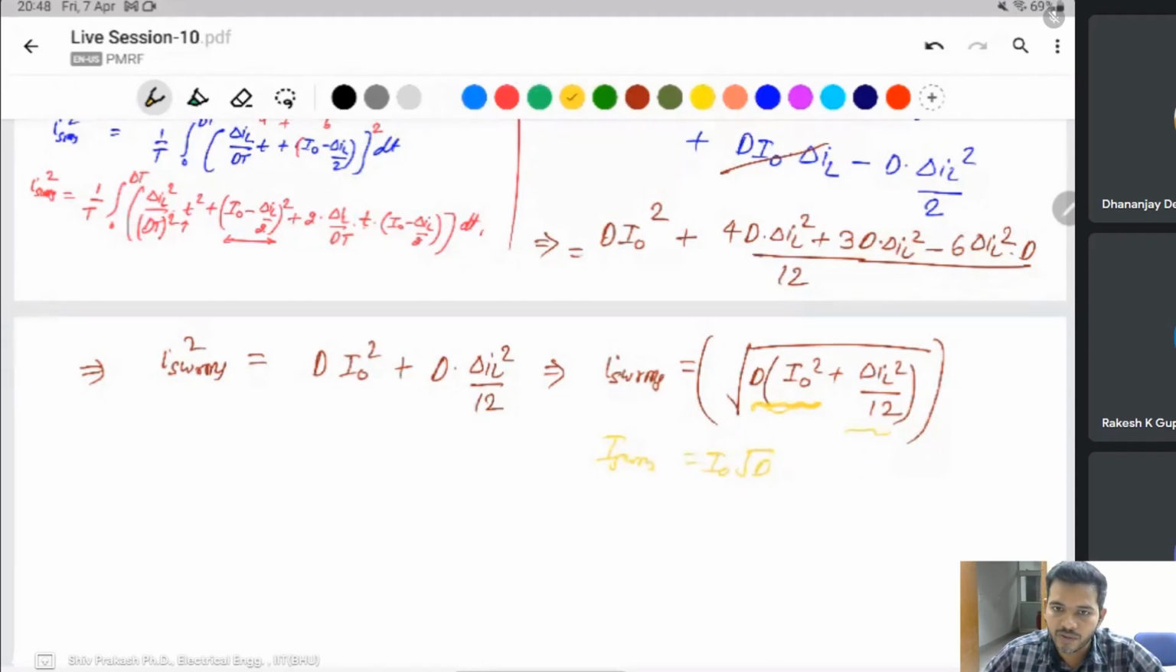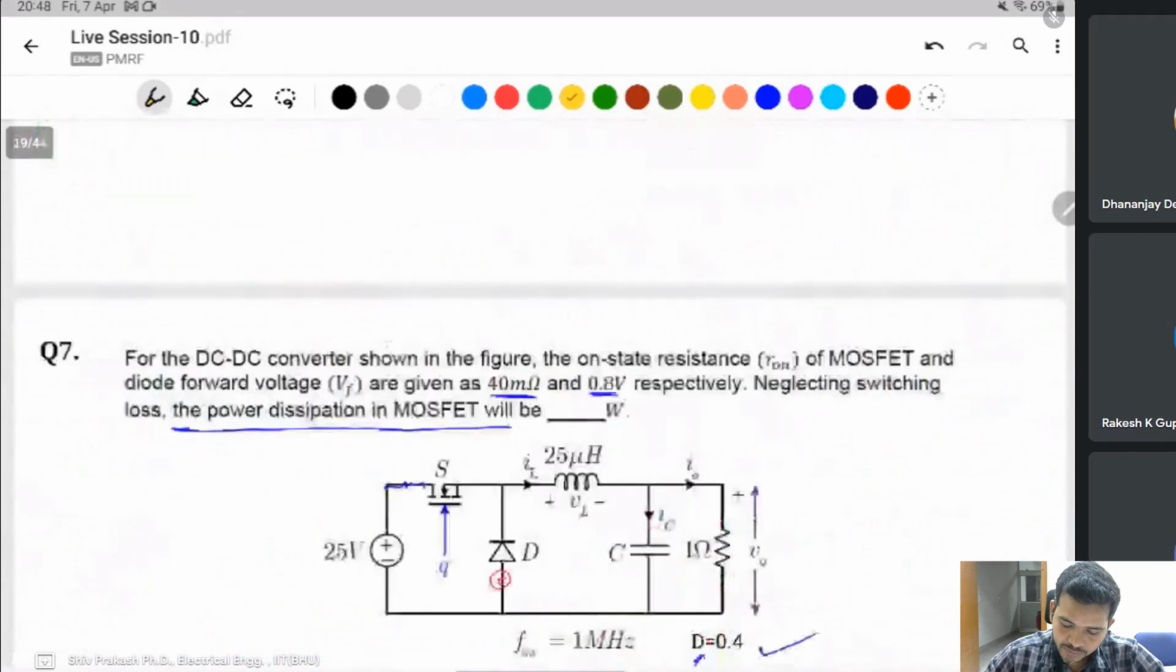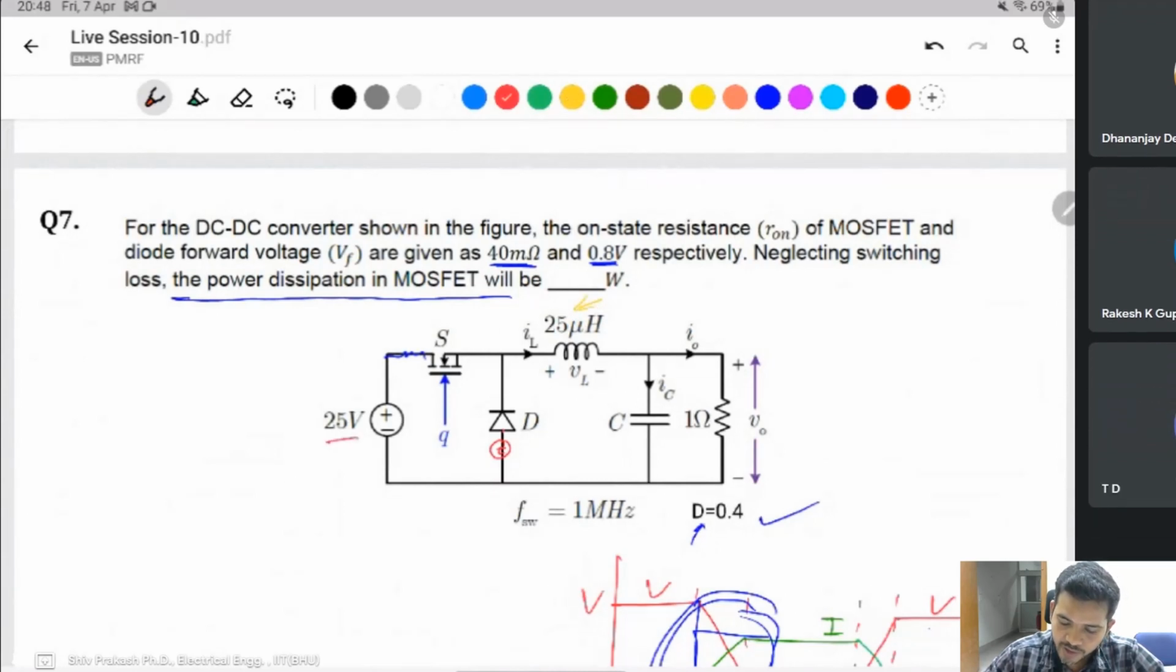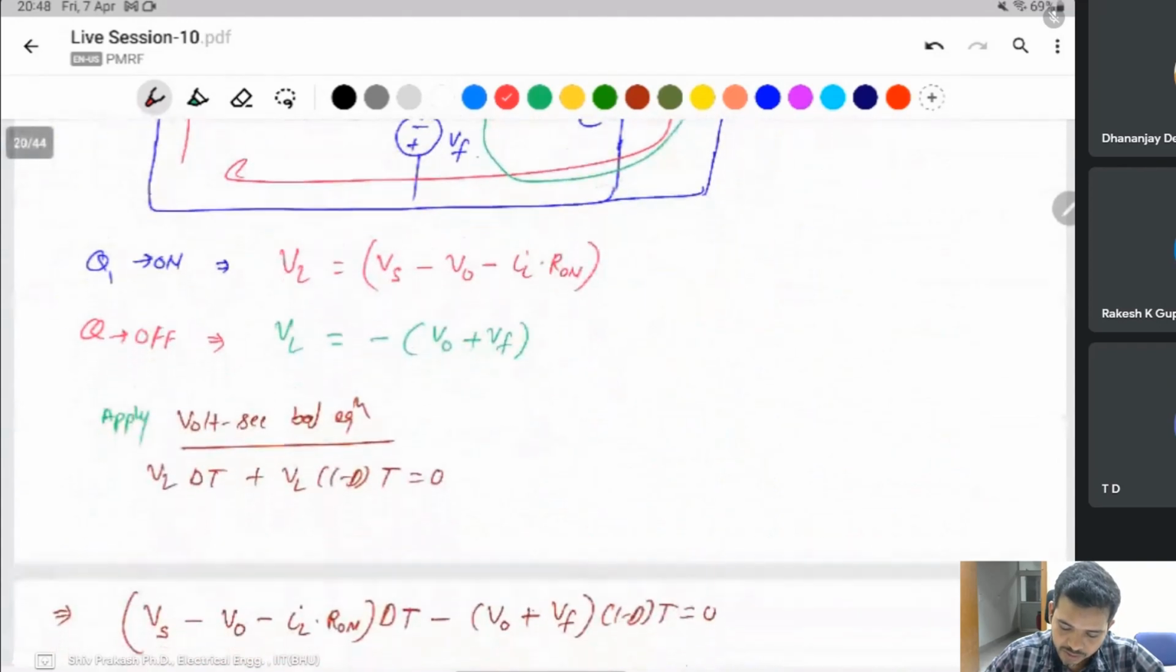If you want to calculate, then first calculate delta IL. Delta IL is (Vs minus V naught) into D divided by f L. From this you can calculate delta IL. L is 25 microhenry. Vs is 25, V naught is 9.37.